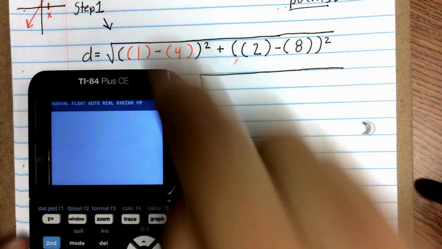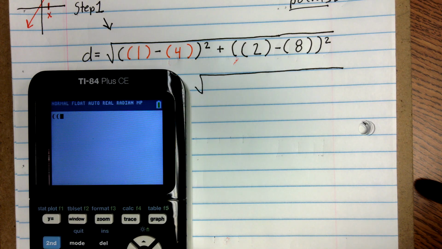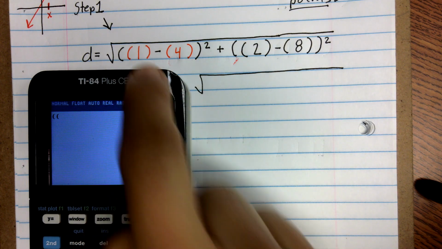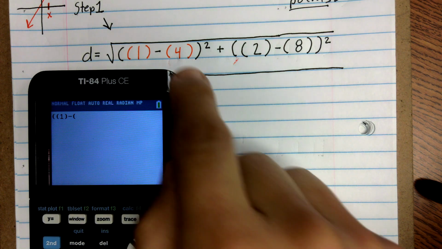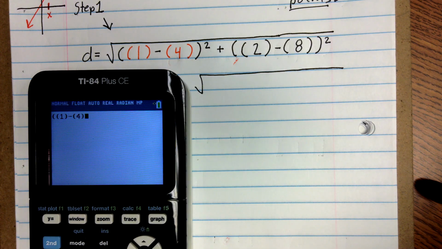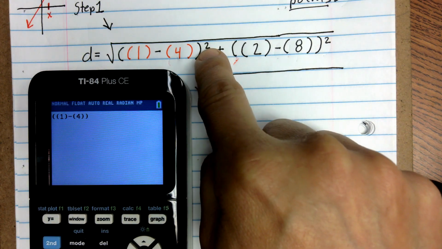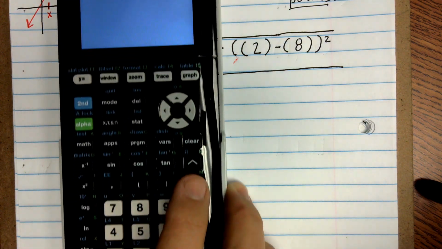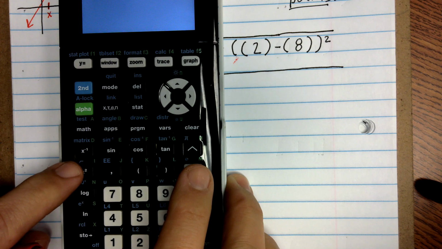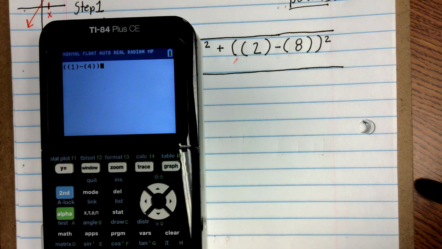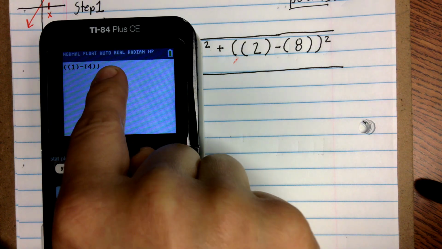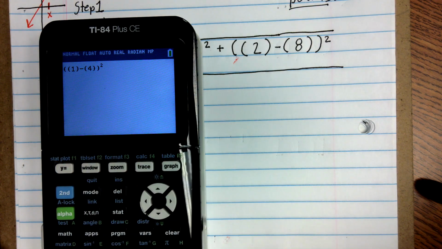I'm going to put my first parenthesis and my second parenthesis, because we have parenthesis, parenthesis, 1. I'll put a 1 in there, close parenthesis, minus, parenthesis, and then my 4, close parenthesis, then close it again, and hit the squared button. To get that little square symbol, you have to hit the one that says x squared, or x to the second power. When you click it, you're going to see a little power of 2 exponent pop up right there.